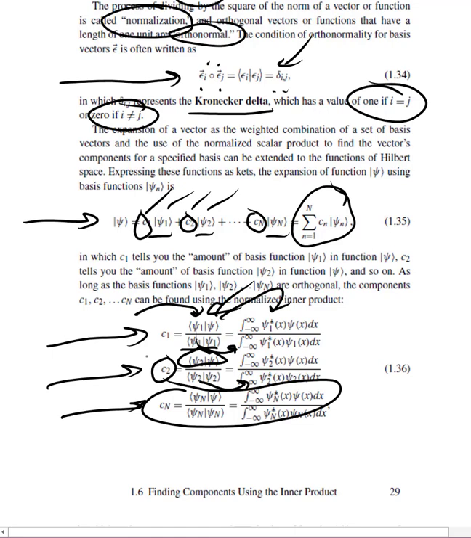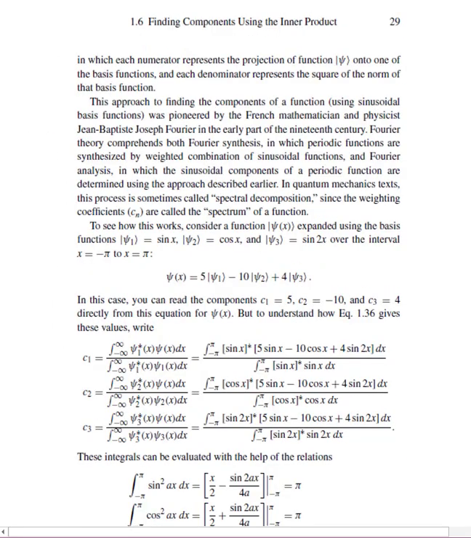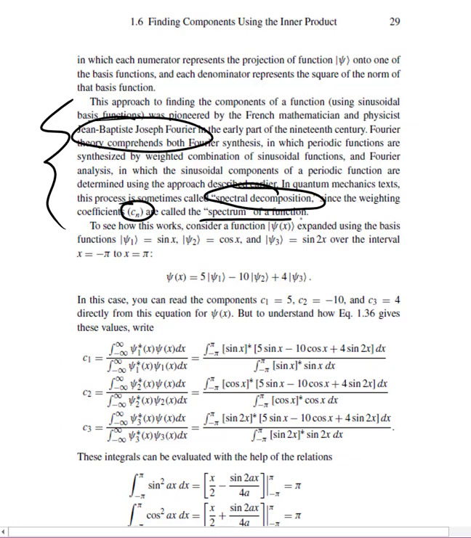This approach to finding the components of the function using sinusoidal basis functions was pioneered by Fourier. This is the very essence of Fourier analysis. In quantum mechanics, we call that spectral decomposition. And that range of coefficients c sub n are called the spectrum of the function. Then there's an example where you can see this working.